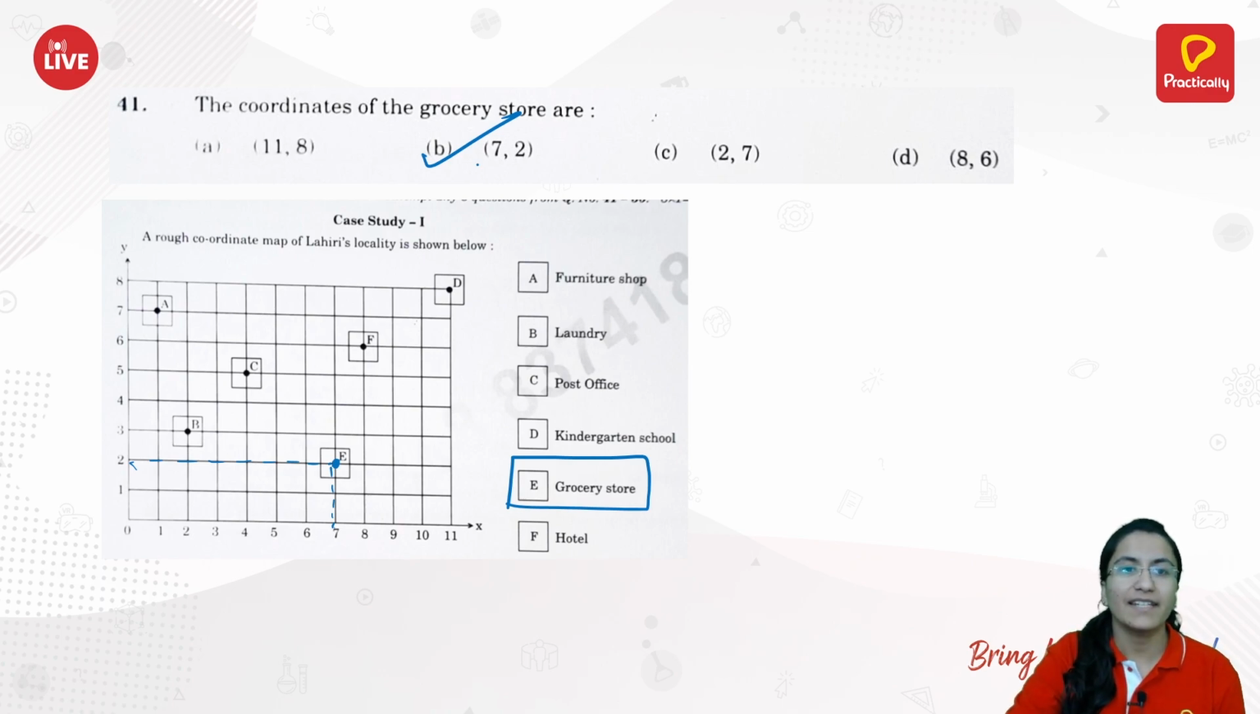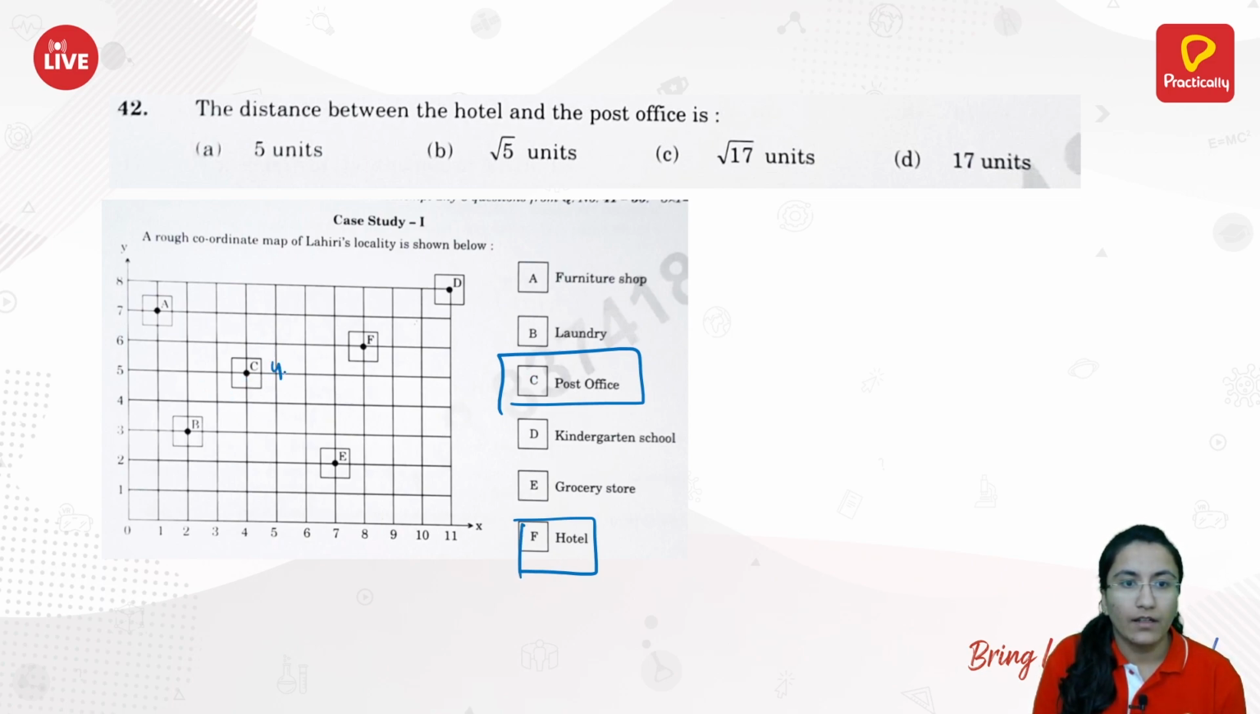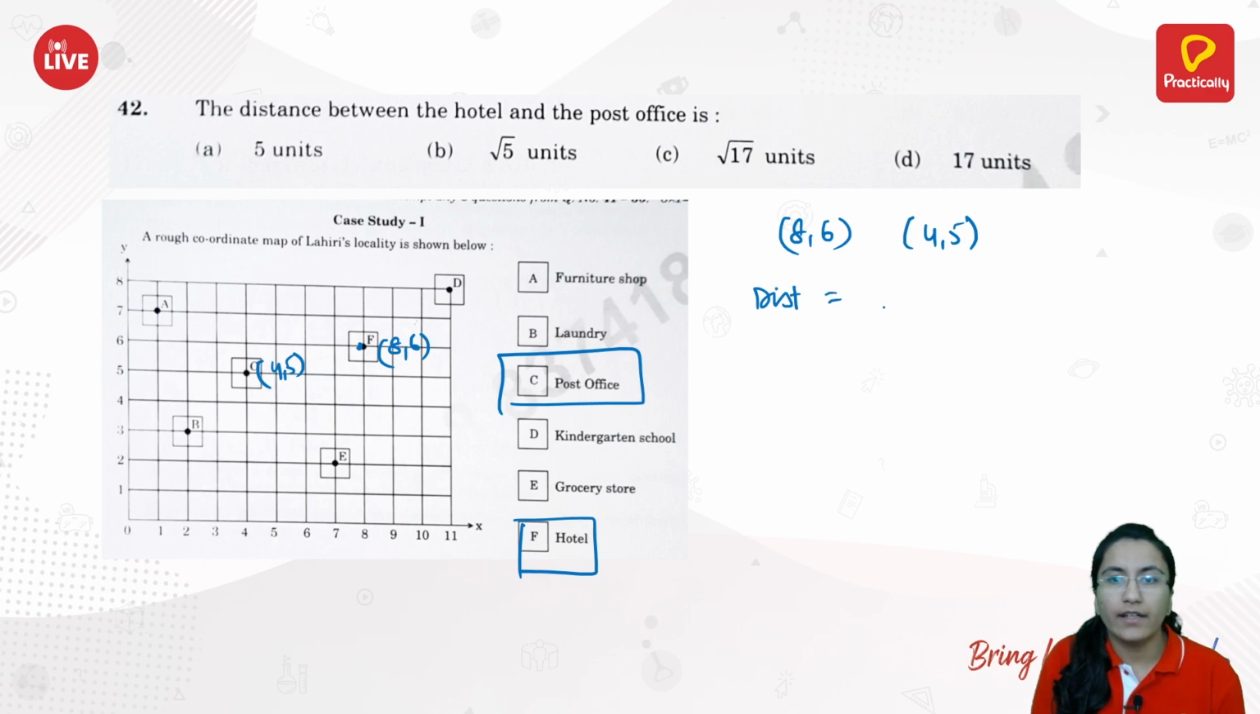Okay. Next is, the distance between the hotel and the post office is? Here is the post office, and this is the hotel. That means C here is 4, 5, and this hotel over here is at F. So F here is at 8, 6. You need to find the distance between 8, 6 and 4, 5. So the distance required is under root of (8 minus 4) square, that is 4 square, plus (6 minus 5) square, that is 2 square.